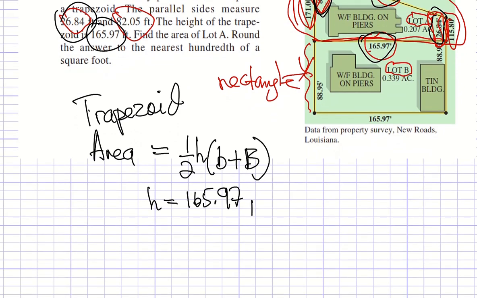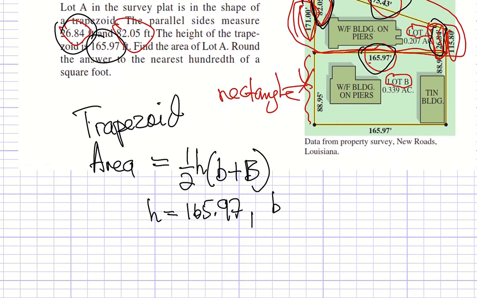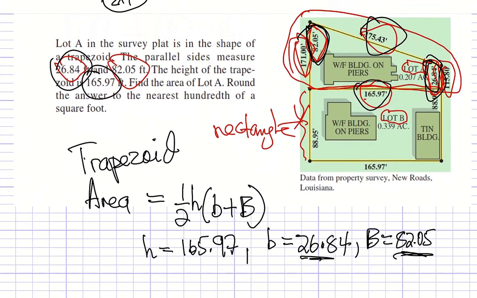And then a small b is given. They say the parallel sides: the small one is equal to 26.84, and the longer one, big B, is equal to 82.05 feet. You can see, compare them. This one is small, and this one is bigger.